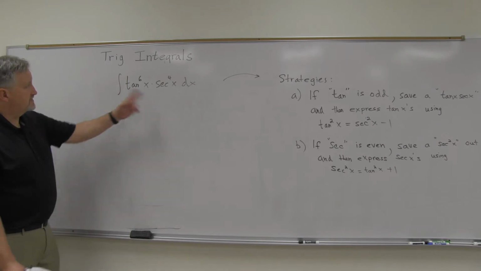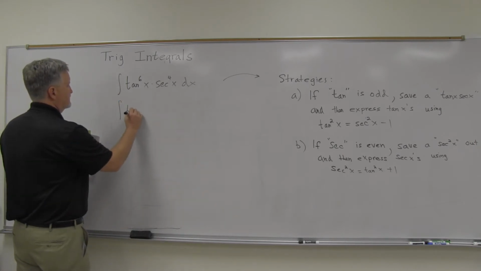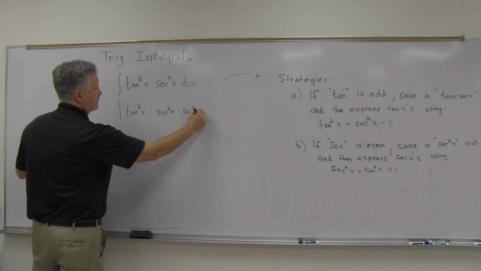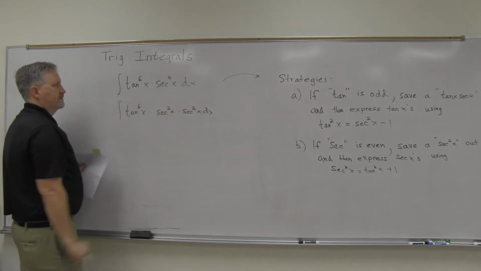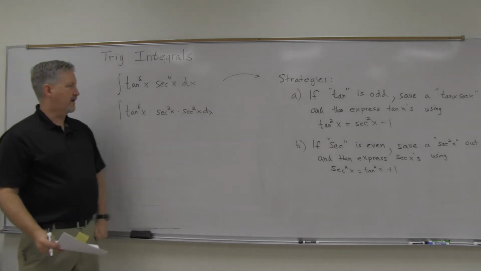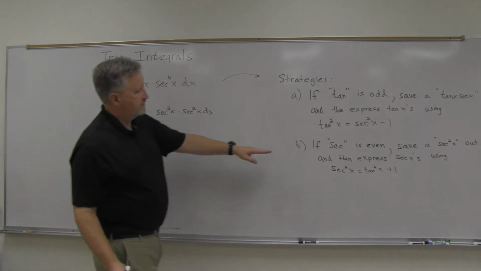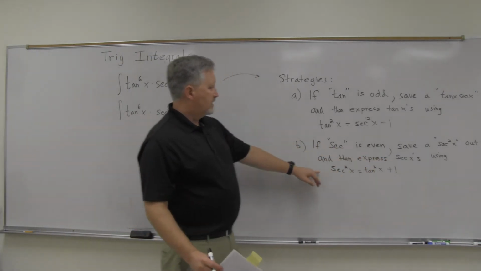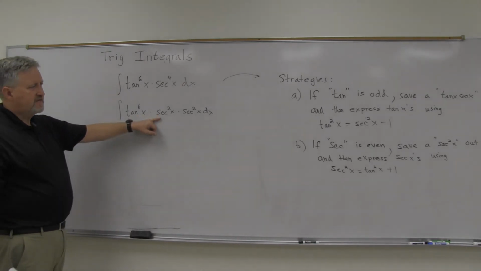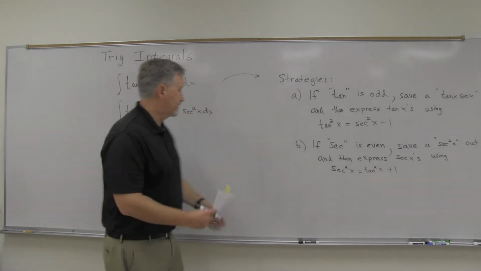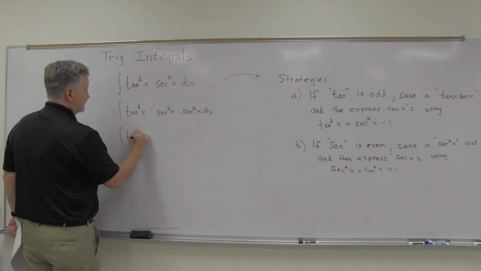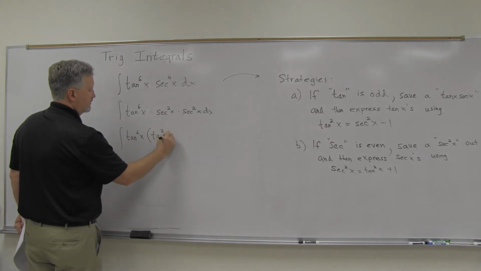Secant is even, so I'm going to save out a secant squared x. That means I'm going to have tangent to the 6th x times secant squared x times secant squared x. So I just divvy up the secant to the 4th into 2, but specifically I want a secant squared x dx. Then express the remaining secant squared in terms of tangent squared x plus 1.